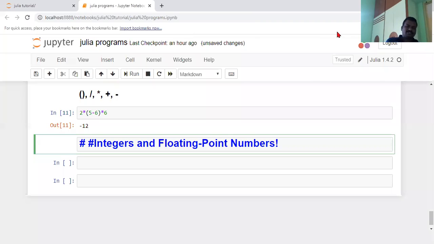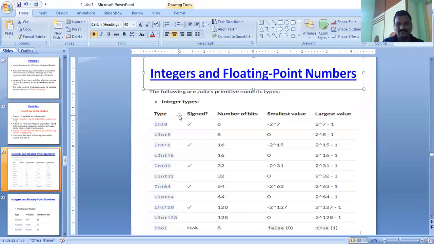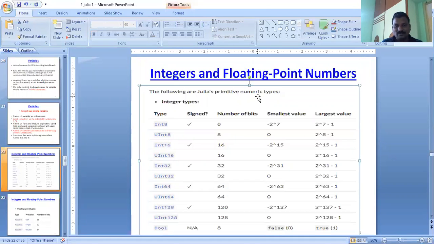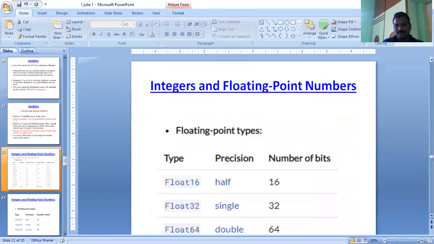Okay, the next important topic here is integer and floating point numbers. What are the types of integers? And how can you write a floating point number? What are the different ways of writing the integer values? Here, integers and floating point numbers are there. The following are the Julia primitive number types. What are the primitive number types here?